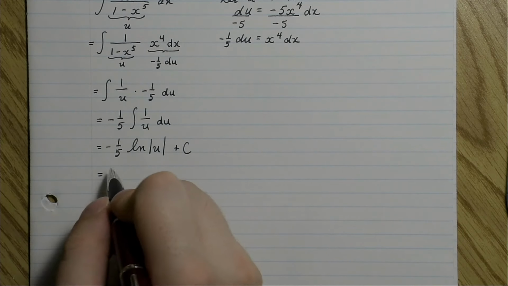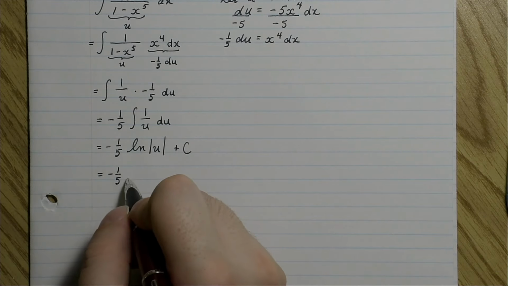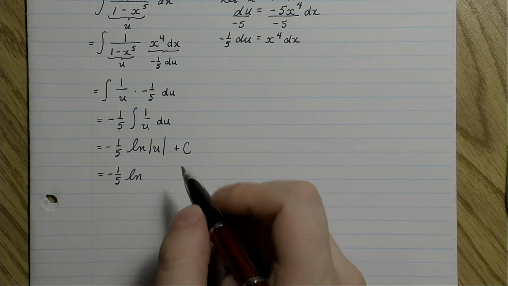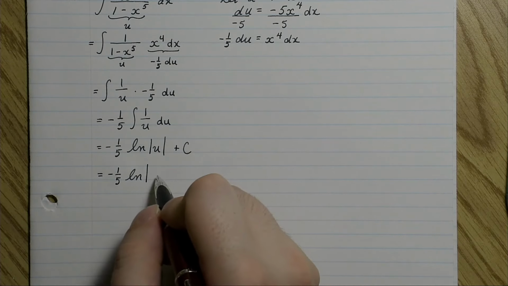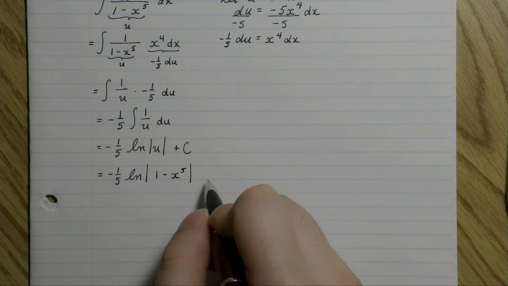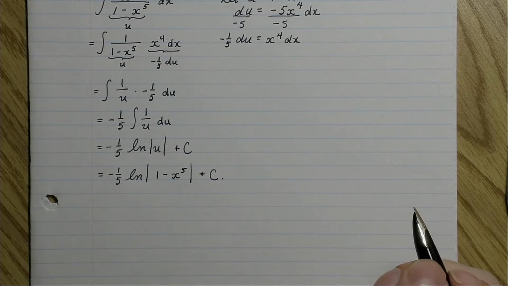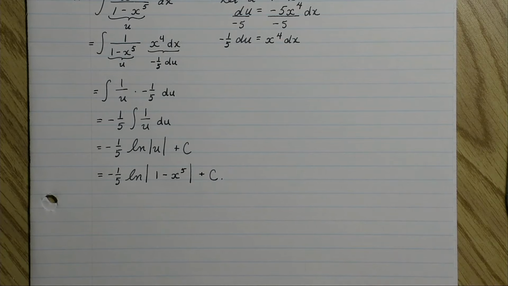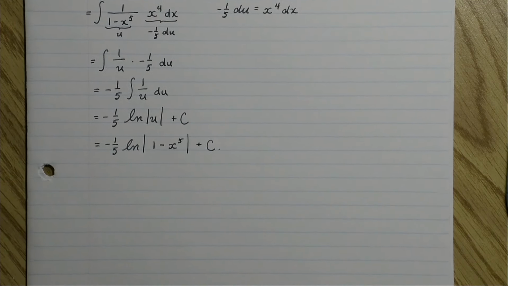And substituting in for our original u, that is ln of 1 minus x to the fifth, plus a constant. Okay. Done 11. Let's do 13.